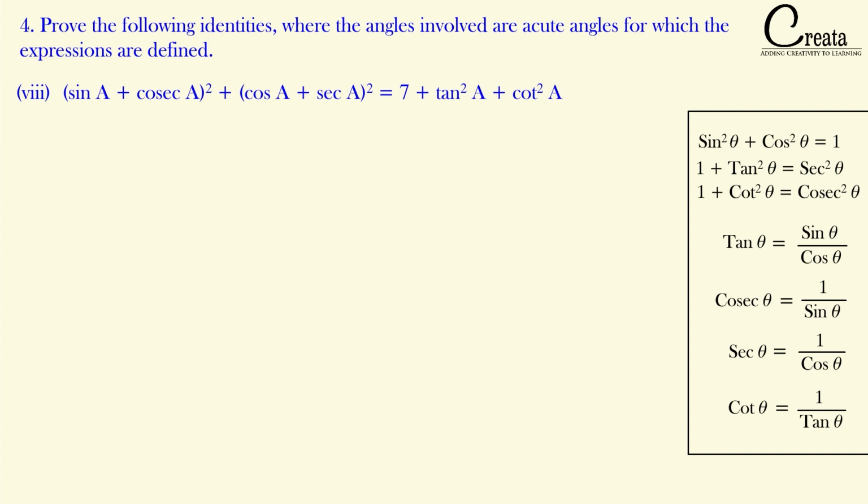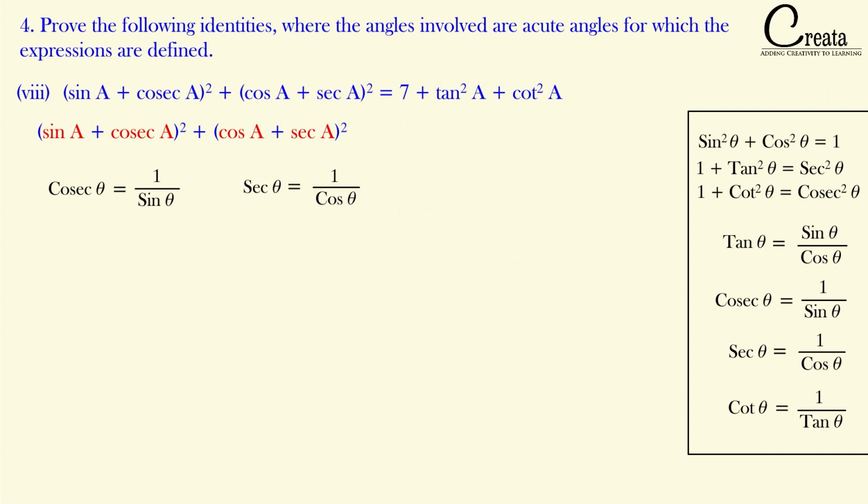So this is the question. Let's start from the left hand side. In the first term of the left hand side, we are having sin and cosec. In the second term, we are having cos and sec. And we know sin and cosec both are reciprocal of each other, and cos and sec are also reciprocal of each other. So this is the indirect hint through which we will proceed with this question.